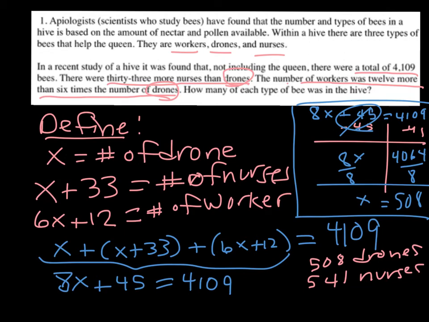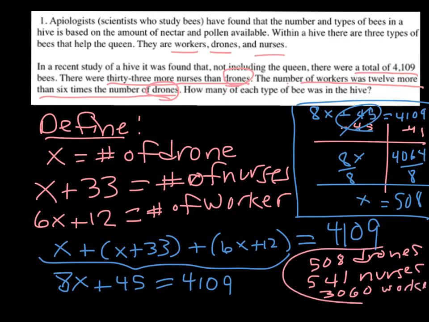And then it says that the workers were 6 times x, or the number of drones, so 6 times 508, and then plus 12 is 3,060 workers. That's a lot of workers.